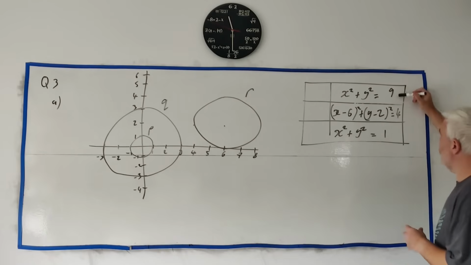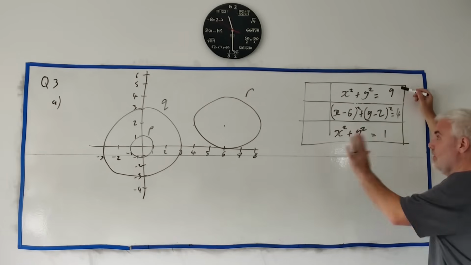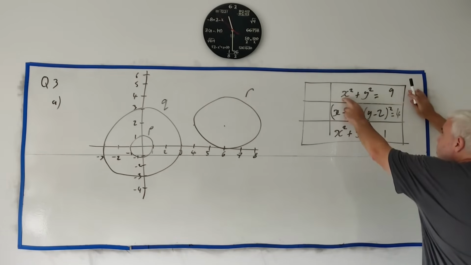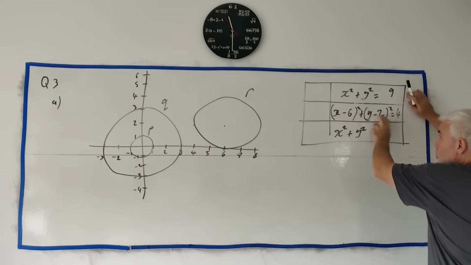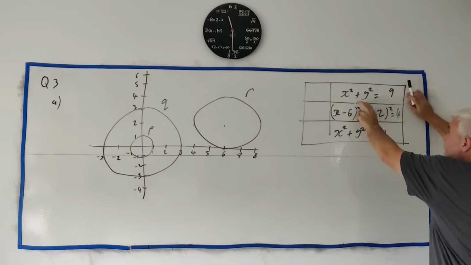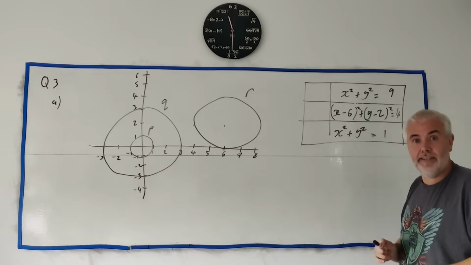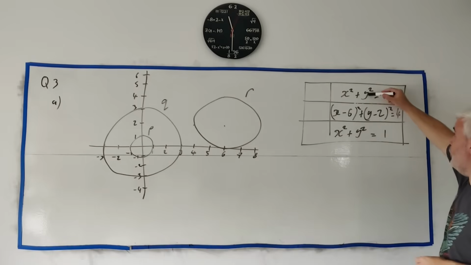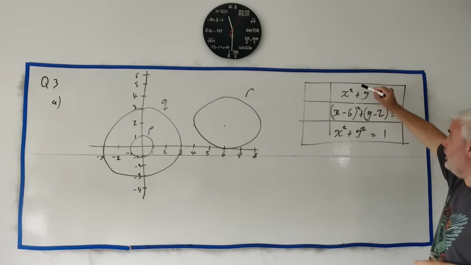For example, this first equation, let's just go straight from this to the drawing. x squared plus y squared, with none of this mess that you see in the second one. That tells you something. That tells you that the center of this circle is at 0, 0.